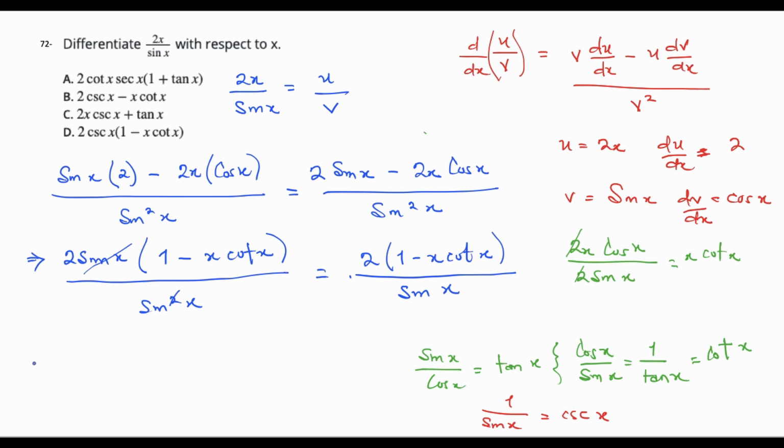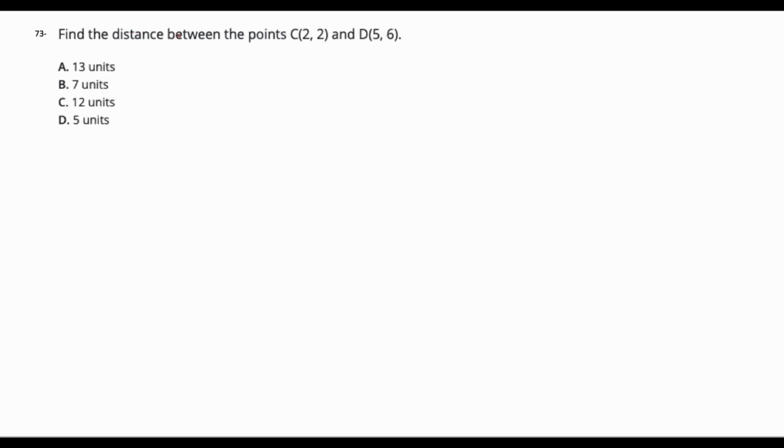So our new equation is going to be 2 cosec x into 1 minus x cot x. And the answer here is... question 73 says find the distance between the points C and D with these coordinates.